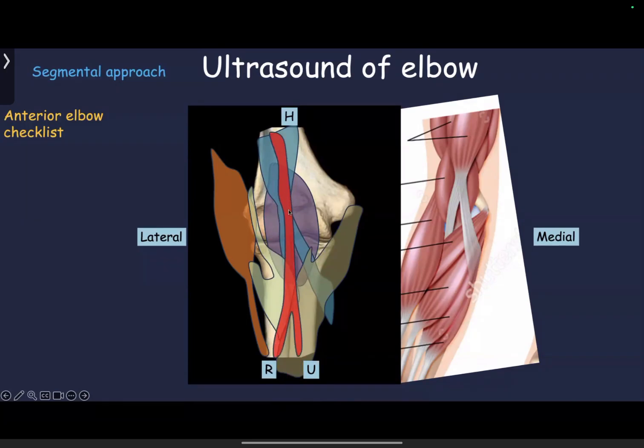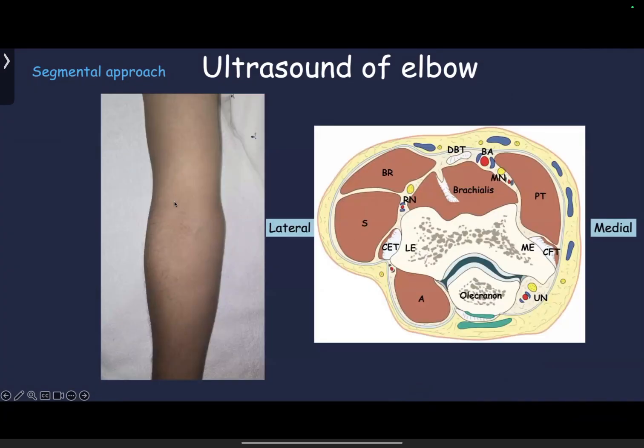And then our important landmark is the brachial artery in the midline. Just adjacent to the brachial artery in the medial part, we have the median nerve, and the medial-most structure is the vein. And laterally, we have the radial artery. So I think so far, so good, everything. So this is a very important structure.